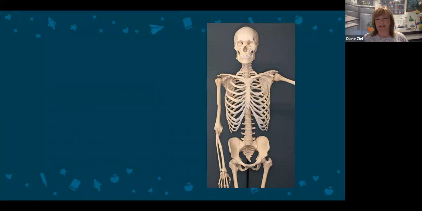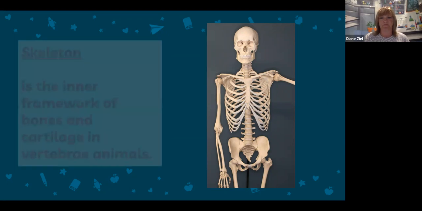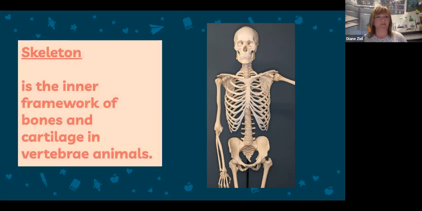Here you see an example of all the bones that make up the human body. What is the name of our bone system in our body? If you said skeleton, you're correct. Skeleton is the inner framework of bones and cartilage in vertebrate animals.